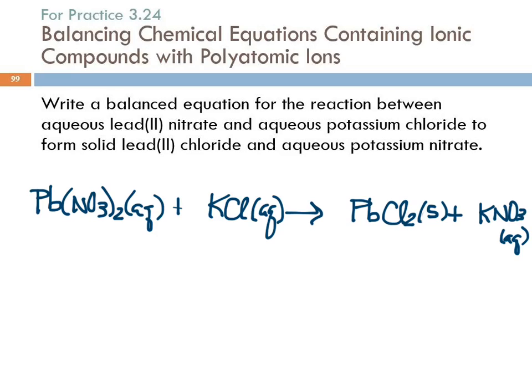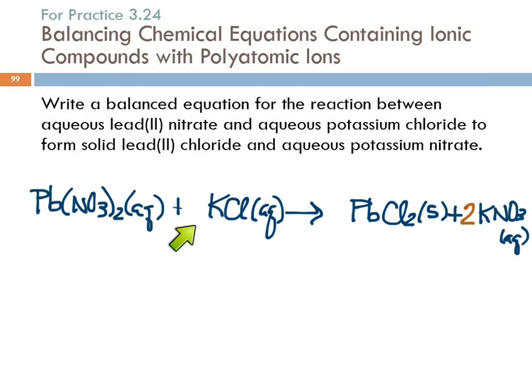So how many Pbs do we have on the left side of the arrow? 1. And how many on the right side? 1. Okay, that's cool. How many nitrates do we have on the left side? 2. And how many on the right side? 1. So what we need to do is put a 2 here so that we'll have 2 nitrates. That didn't change the lead, so we don't have to revisit him.